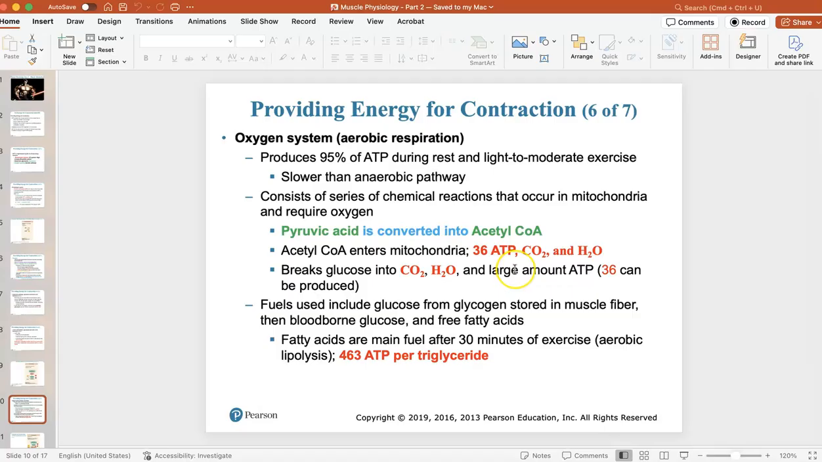But here's where it gets a little tricky. If I were to ask you how much ATP do we get per molecule of glucose by the end of the oxygen system or the aerobic pathway, what you have to do there is you have to take into account the original 2 from glycolysis and then assume that the pyruvic acid is converted to acetyl-CoA, and it goes through this process and gives us this. So then the total would be 38. So you just have to pay attention to the phrasing of the question, okay? So don't let me trip you up, all right?